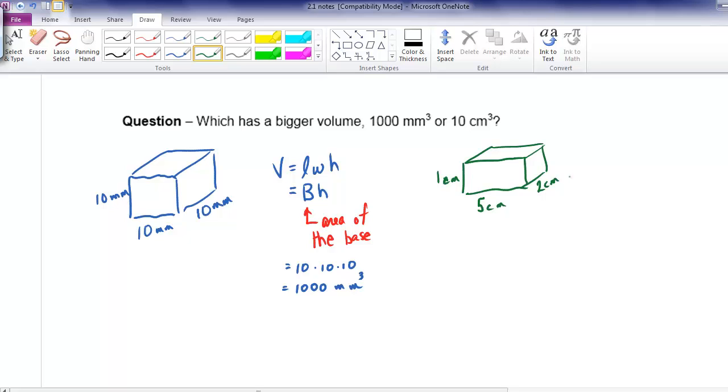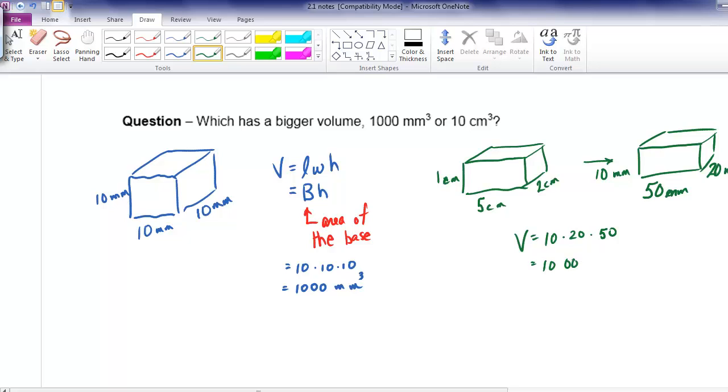But now what I want to do is convert these to millimeters. And when we do that, I'm not going to do the calculation. You should be able to do that really quickly, easily. We end up with 10 millimeters in 1 centimeter, 50 millimeters in 5 centimeters, and 20 millimeters in 2 centimeters. And when we do our volume calculation here, we get 10 times 20 times 50, which is equal to 10,000 cubic millimeters.